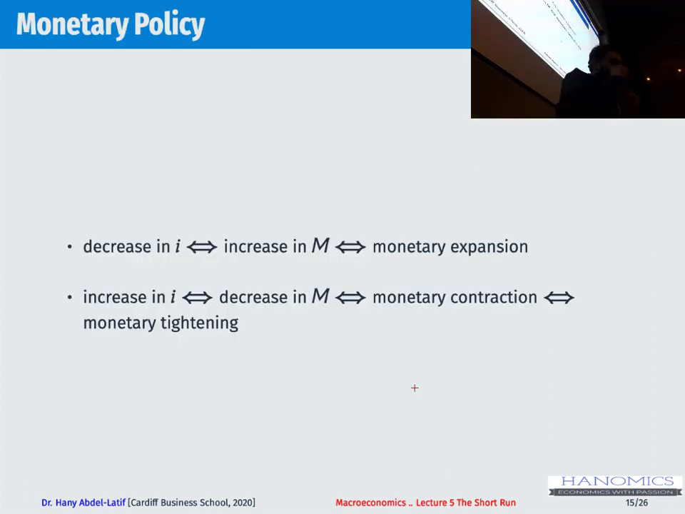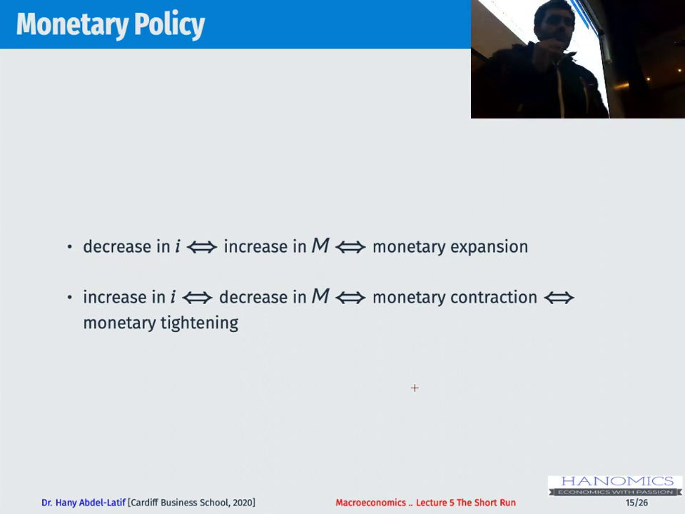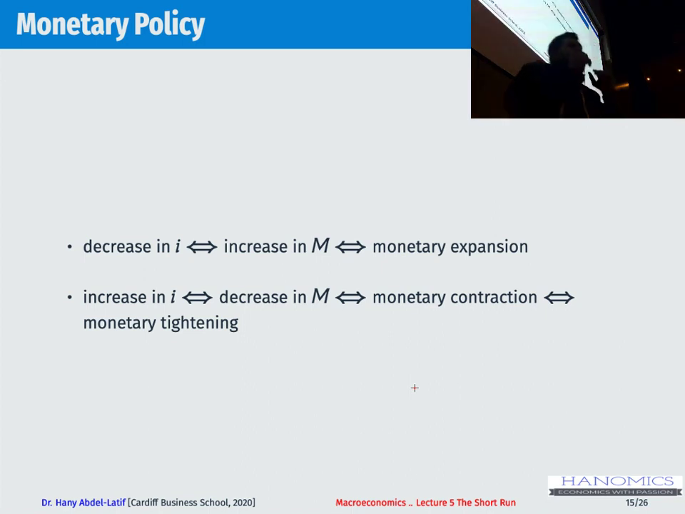In a similar fashion, we could think of monetary policy, a decrease in the interest rate. If the central bank chooses to lower the interest rate, then they need to increase the money supply. So how do they do that? How do central banks increase money supply?